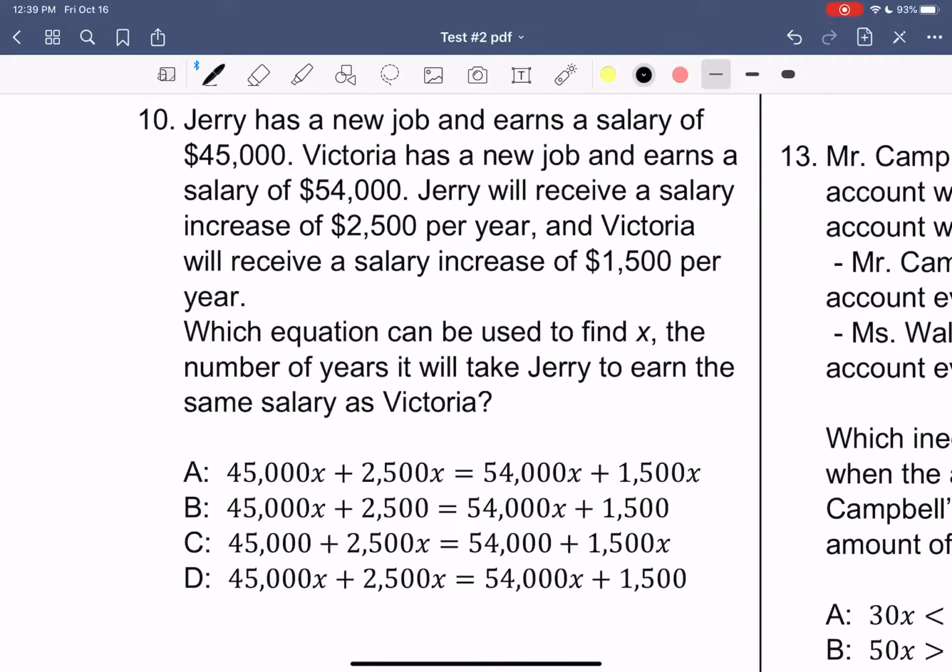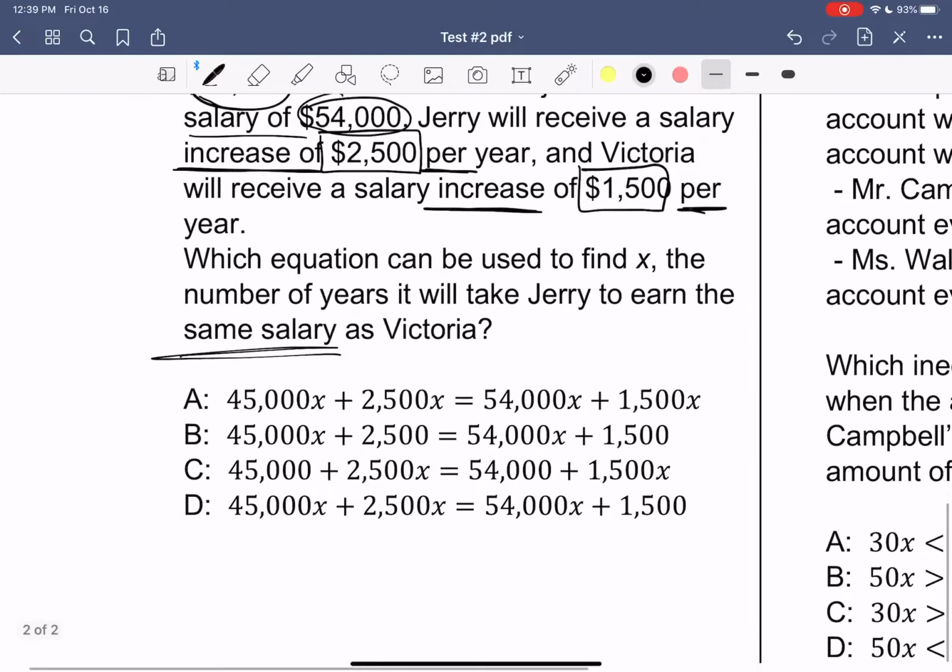Let's break it down. So Jerry earns a salary of $45,000, and Victoria earns a salary of $54,000. All right, and then Jerry will receive a salary increase of $2,500 per year, and Victoria's looking at an increase of $1,500 per year. So I boxed them because it said per. So we're looking for the same.